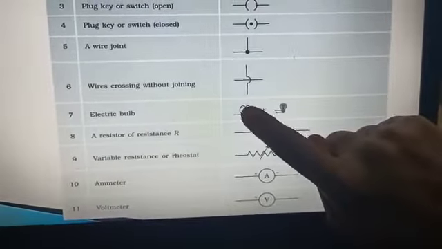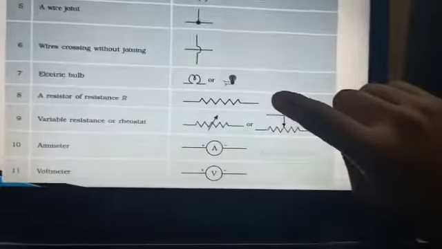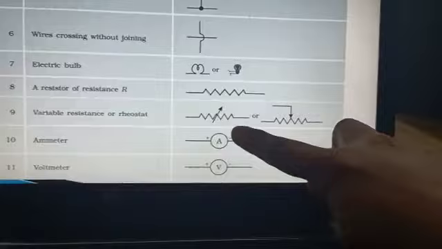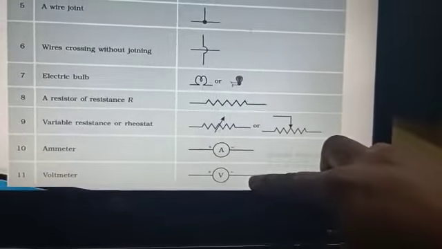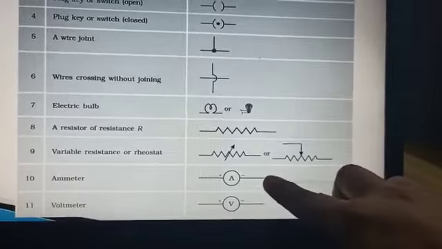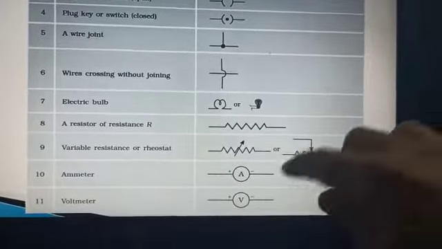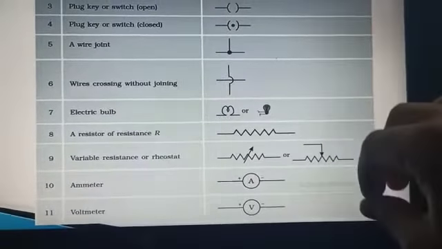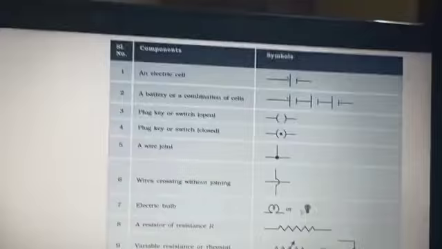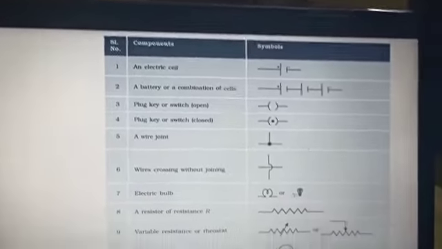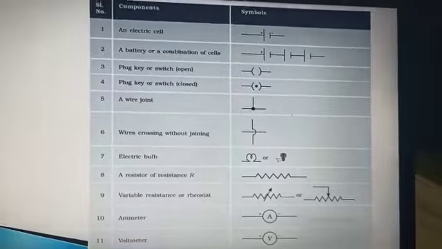Most of the time we draw it like this. This is a resistor. Now what is a resistor? I will teach you in a while. This is a rheostat or a variable resistance. This is an ammeter and this is a voltmeter. So what is an ammeter? An ammeter is a device that helps us in measuring electric current. What is a voltmeter? It is a device that helps us to measure potential difference. So these are the various circuit symbols in the circuit diagram.